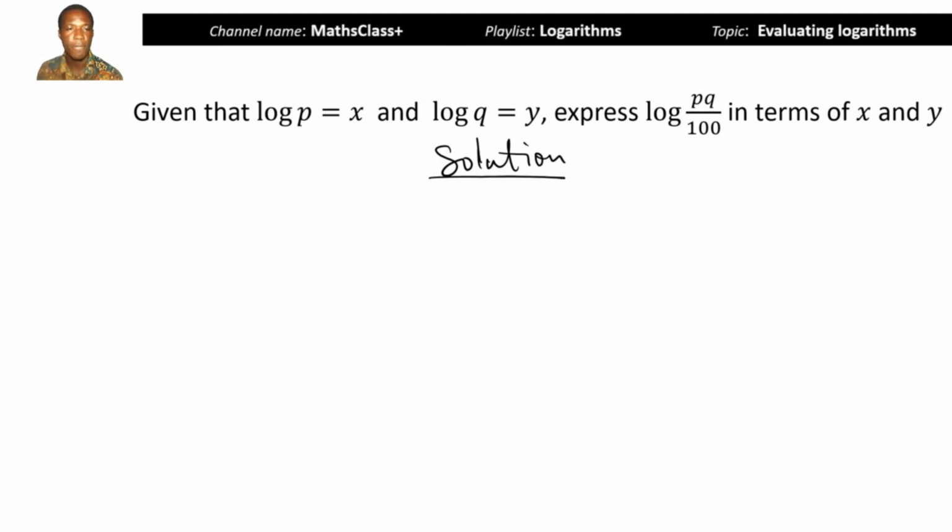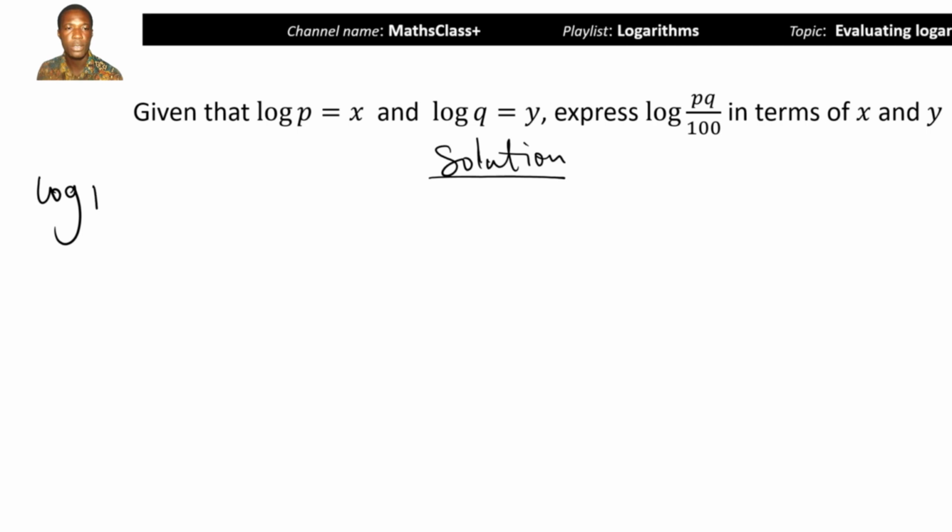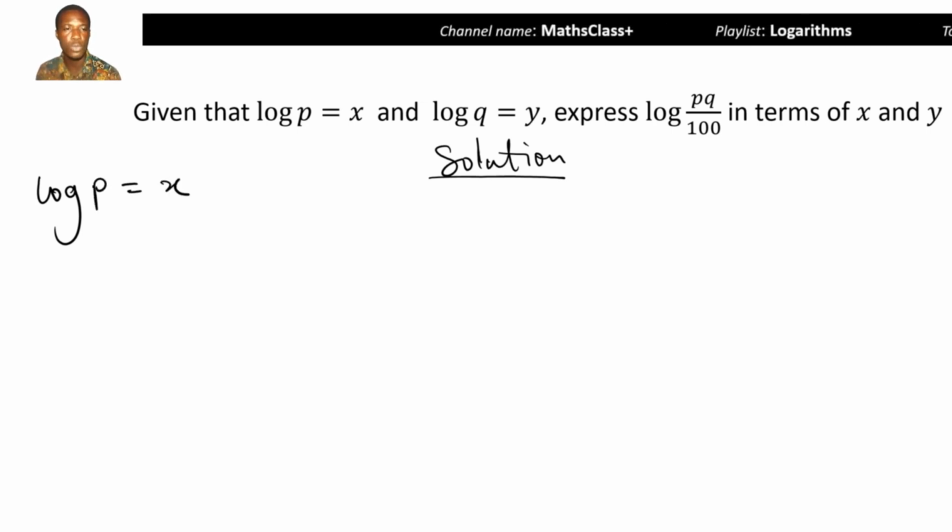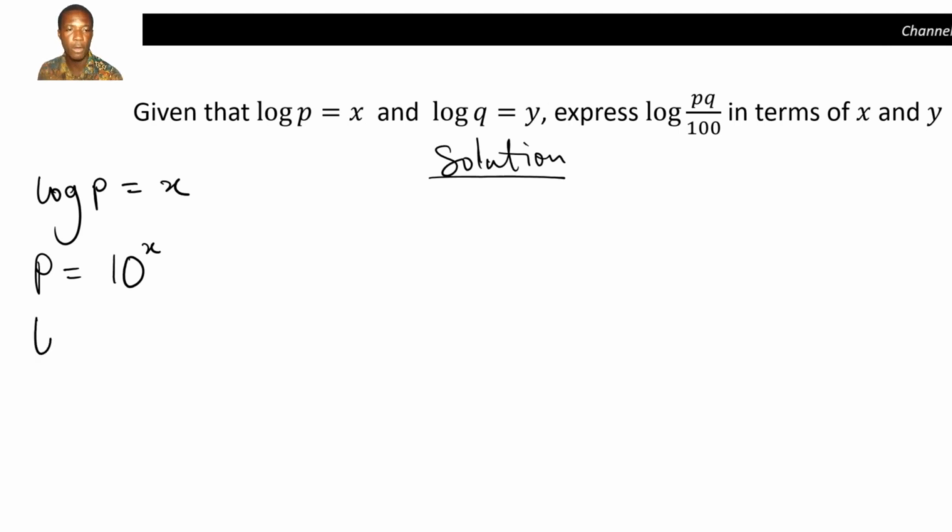We have log p to be equal to x. Now let's convert this to indices, remembering that the log is to the base 10, and so p is equal to the base 10 to the power x. And then we have log q is equal to y. So when we convert this one to indices, we will have q is equal to 10 to the power y.